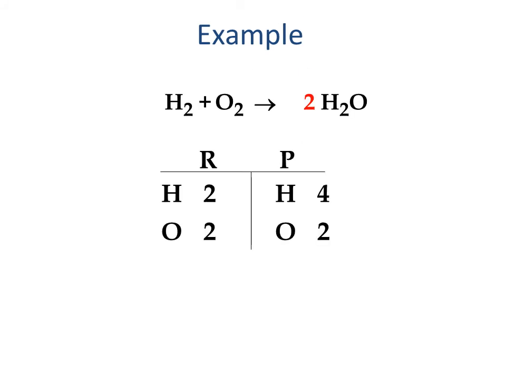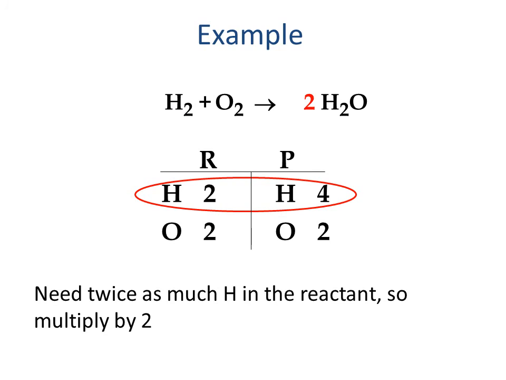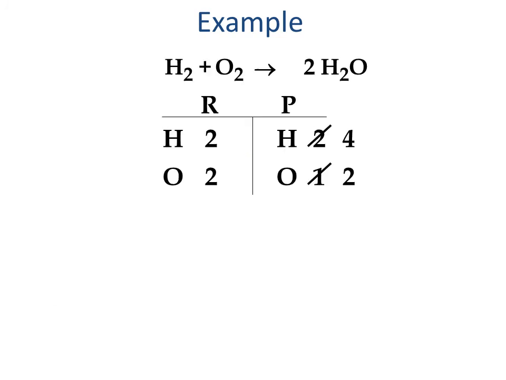All right, so then we have to reassess. We've got to check. All right, now we've got a problem with our hydrogens. Now our fat side is our product side. We've got too many hydrogens over here. Not enough on our reactant side. We always mess with the skinny side, the one that doesn't have enough. So now we've got to deal with our hydrogens on this side. Now we need twice as much hydrogen in our reactant, so we're going to multiply by 2.